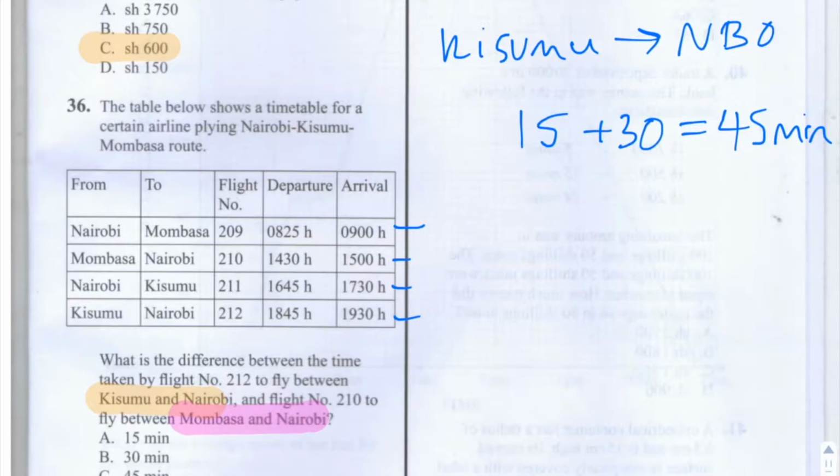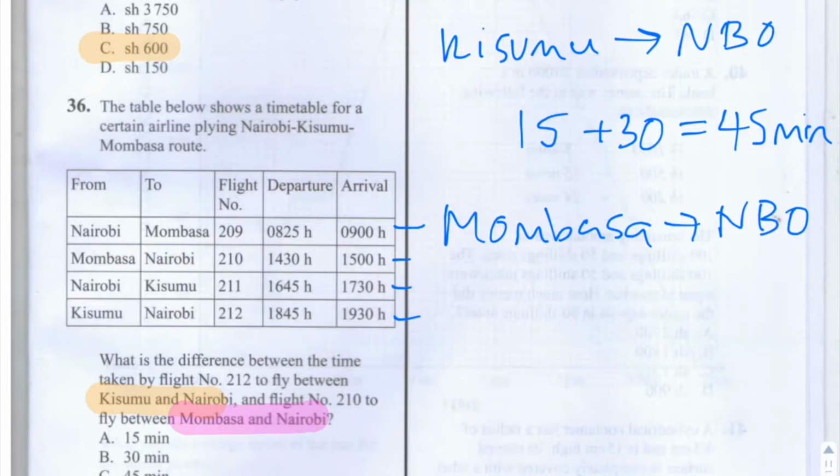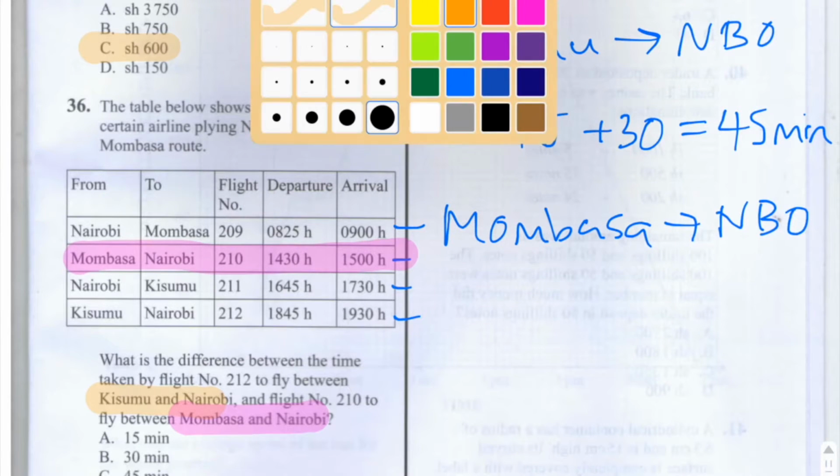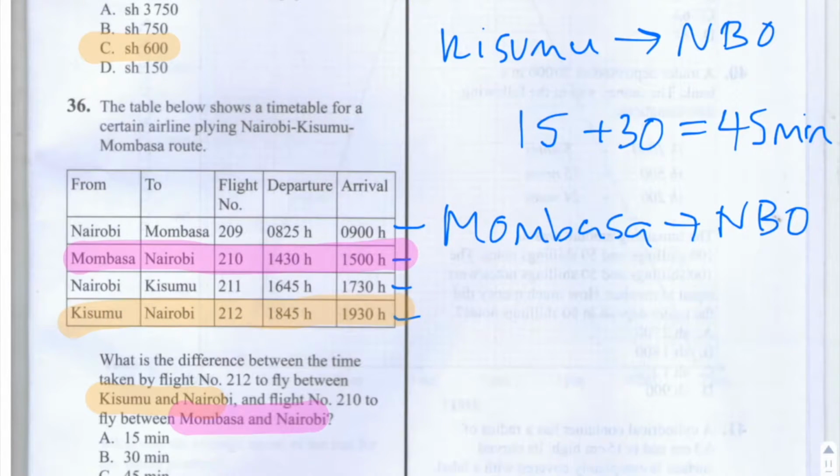For the second flight, the Mombasa to Nairobi flight, which one is that? So that's the second one down. It's this one here. I'll highlight them both so you can see clearly. For the Mombasa to Nairobi flight, it departs at 2:30 and it arrives at 3 o'clock, so it takes 30 minutes.